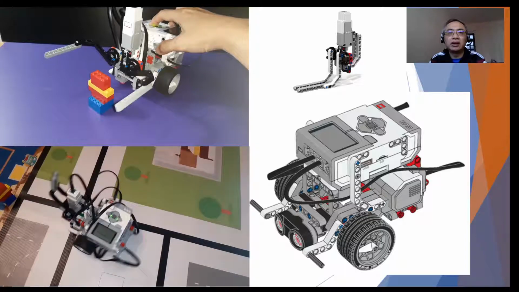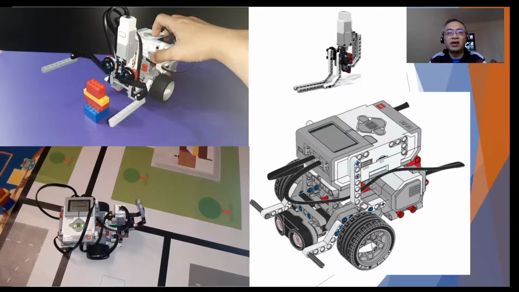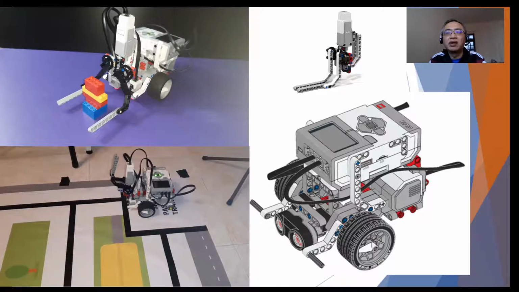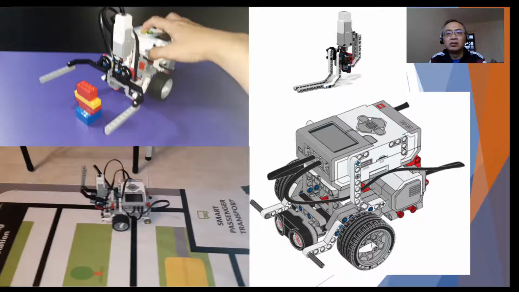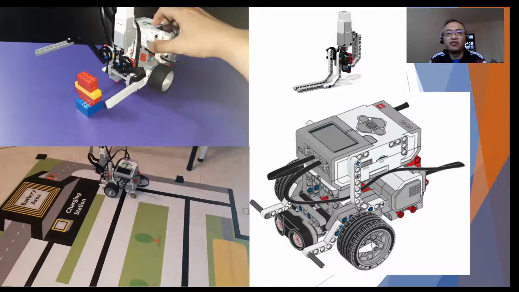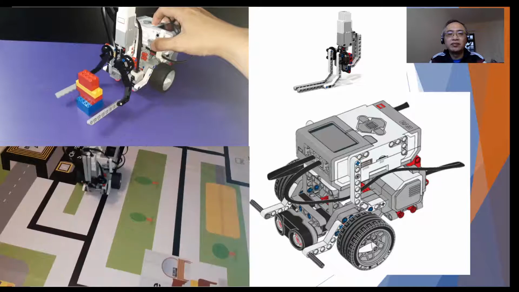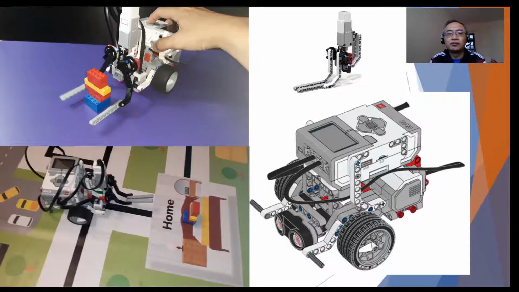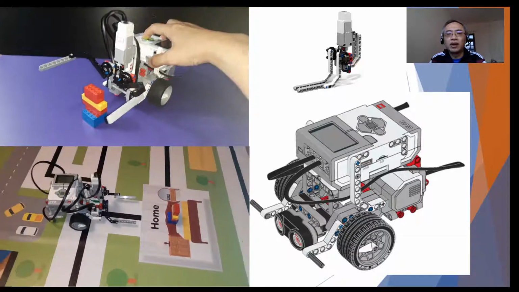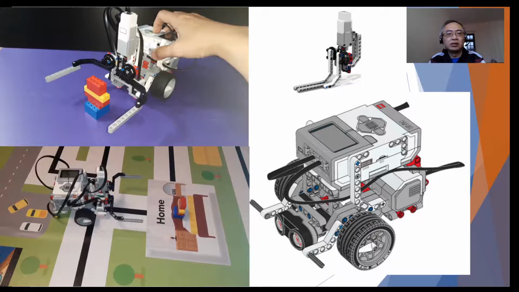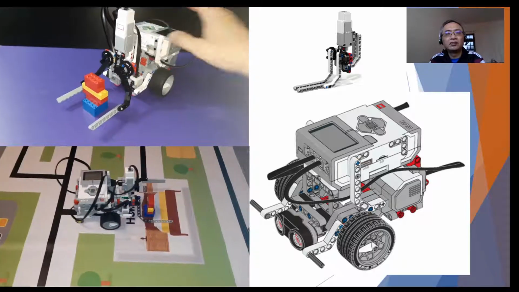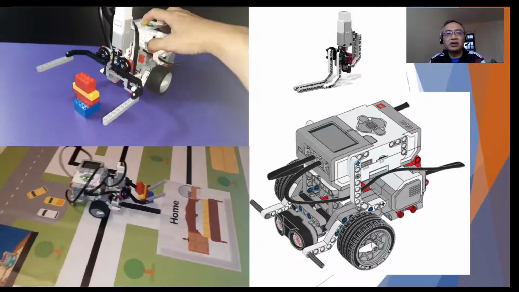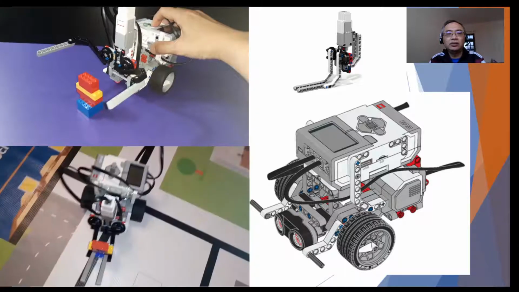And the second video, on the bottom left hand corner, is after adapting and fixing the grab and lift mechanism. The robot has been programmed to follow the black line, go to a location, home, and it will collect a passenger from home and transfer to the school.